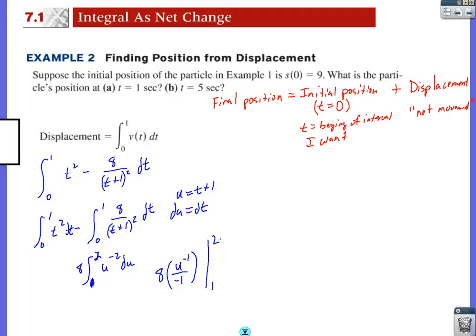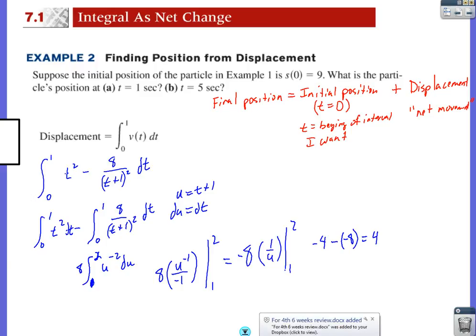So I go ahead, I plug that in. I find out that that's going to be equal to 8. I'll rewrite this as negative 8, 1 over u, evaluated from 1 to 2. Plug in the 2, I get a negative 4. Plug in the 1, minus a negative 8, which is equal to a positive 4. Cool.